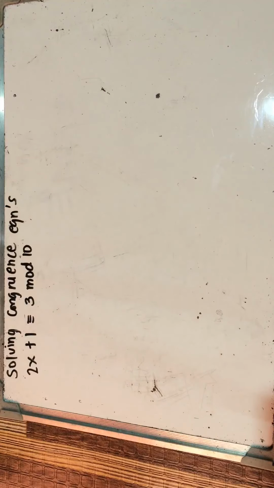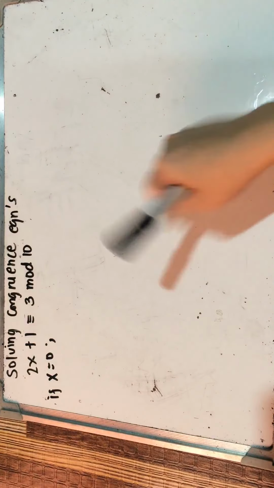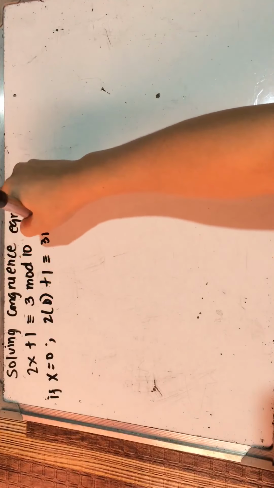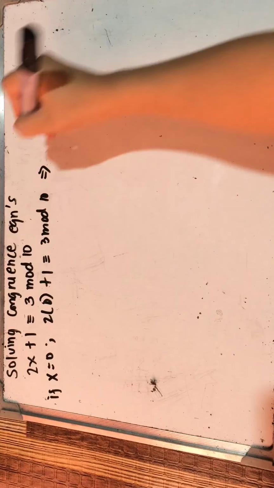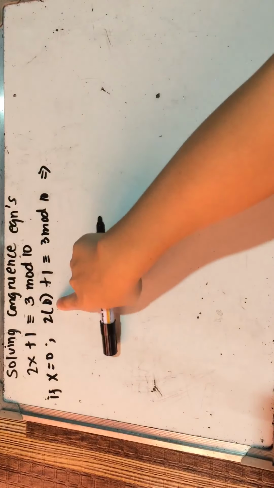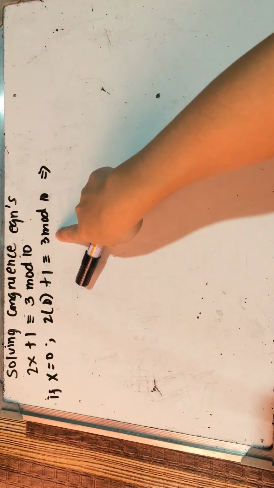So, another example. Same process pa rin. You have to test from x equal to 0. So, we have if x is equal to 0, and then papalitan lang natin doon sa given congruence. So, 2 times 0 plus 1 is congruent to 3 modulo 10. And then, you have to test whether the congruence is true or not using the value of x. So, we have 1 is congruent to 3 modulo 10.